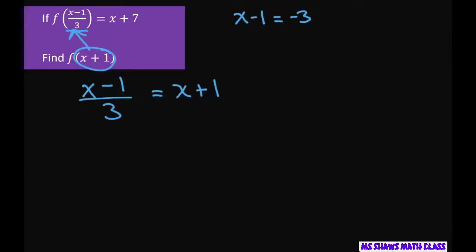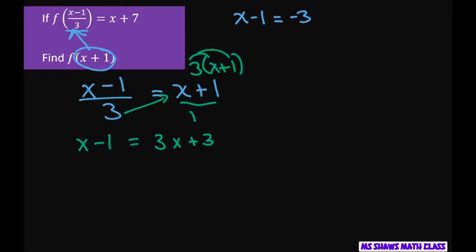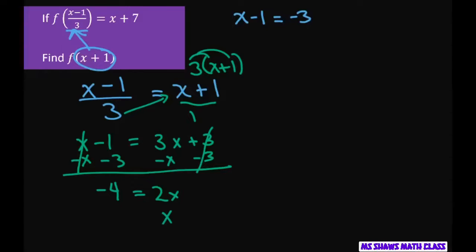So you cross multiply here and you get x minus 1 equals 3x plus 3. Remember, this will be 3 times (x plus 1), so that's 3x plus 3. Now solving for x, I'm going to subtract x from both sides and subtract 3 from both sides. So this cancels. You get negative 4 equals 2x. Divide both sides by 2 and you get x equals negative 2.